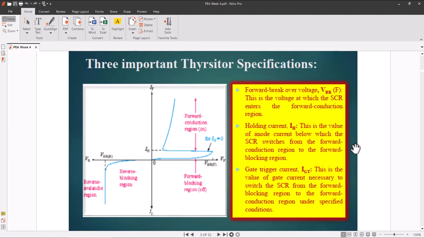We will see in future that there are basically two currents, the latching current and the holding current. Latching current is the minimum current required to latch your thyristor and make it on. Once it is on, you can reduce this current, and the minimum limit which the current must be maintained through the thyristor in order to keep it conducting is the holding current. And the third one is the gate trigger current, IGT. This is the value of the gate current necessary to switch the LASCR from the forward blocking region to the forward conduction region under specified conditions.